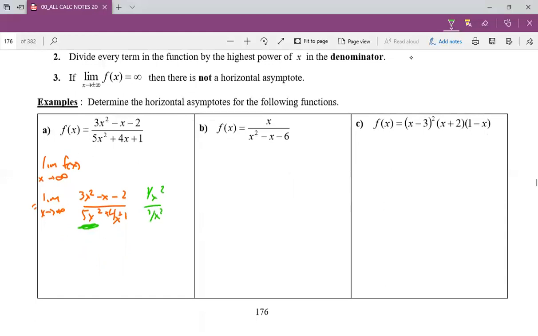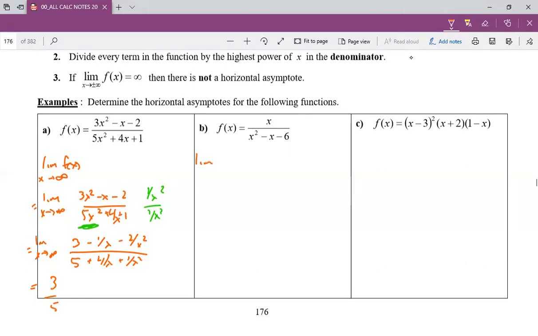And when we do that step, this now just ends up being equal to the limit as x goes to infinity of 3 minus 1 over x minus 2 over x squared, all over, just distributing that, 5 plus 4 over x plus 1 over x squared. Most of these terms just go to 0 when we evaluate, and we end up with 3 minus 0 over 5 plus 0 plus 0. We get 3/5. Nothing really new here. We've seen this before already.